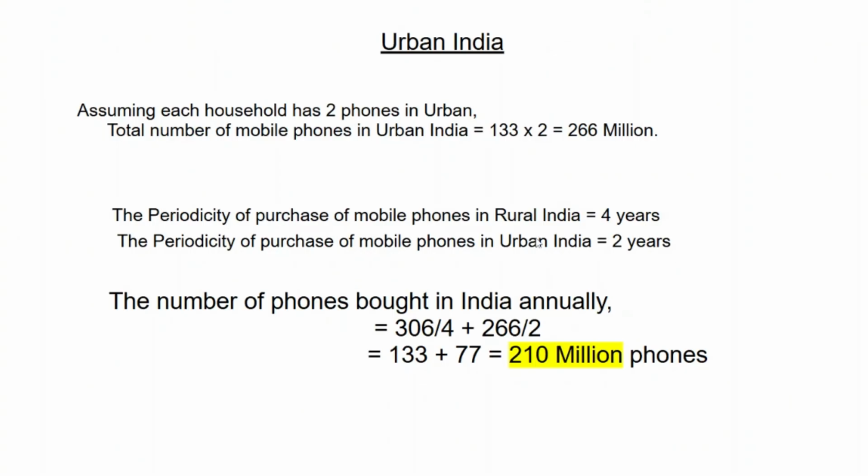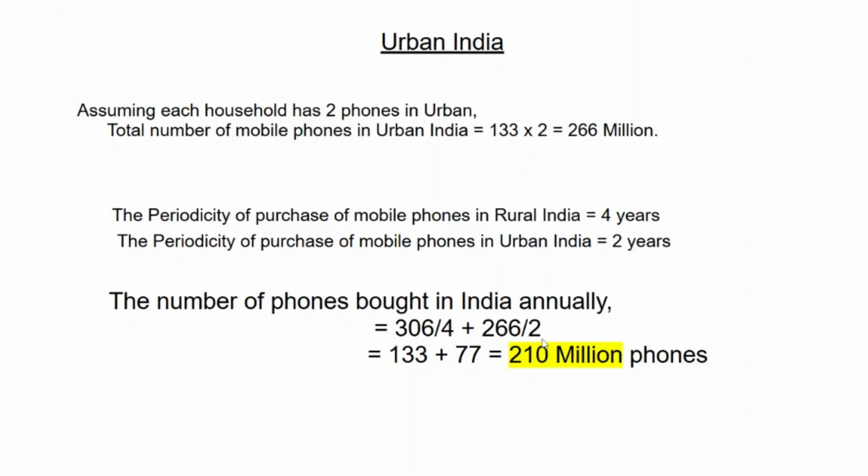So let's assume for rural the periodicity is higher, which is, let's say, 4. For urban it is just 2. You could also assume anything else. You could take it as 1, you could take this as 3 also. In my case, I've taken it as 4 and this as 2. So, to calculate the total number of phones in India on the annual basis, we would divide the number of phones in each category, rural as well as urban, by the periodicity of the purchase in each case. In rural it is 4, in urban it is 2. So that gives us 210 million phones sold in India on the annual basis.